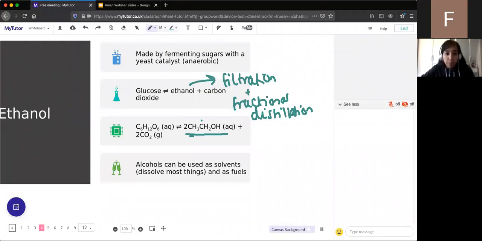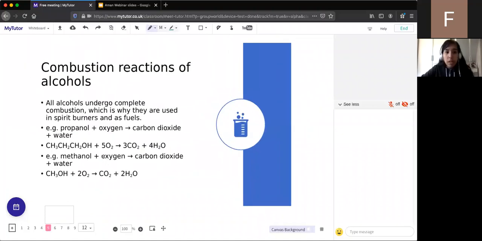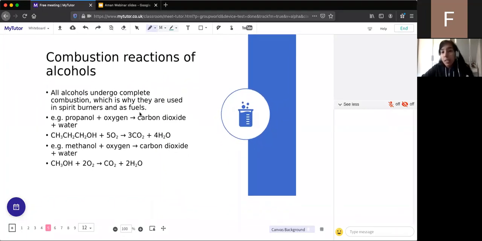Okay. So I'm sure you're all a bit fed up of combustion reactions now because we've covered them with alkanes, alkenes, and now alcohols. But I promise this is the last time we're going to look at combustion reactions, and it's the combustion of alcohols. These ones are nice and easy. All alcohols undergo complete combustion.